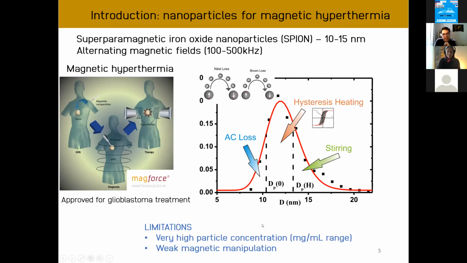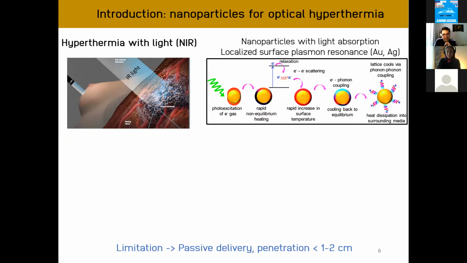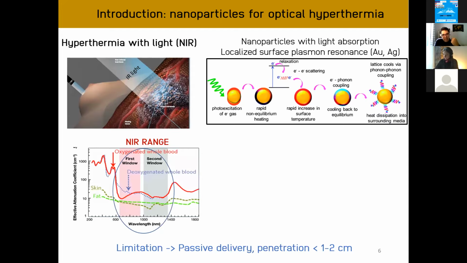There is also another main hyperthermia, which is called photothermia, which uses near-infrared light. Particles that are able to absorb energy from near-infrared light, like, for example, gold nanoparticles, the best example, are also able to dissipate heat. We can use them for biomedical applications because there are two energy regions, called biological windows, located at around 800 and 1,100 nanometers, where the particles can absorb, but biomolecules inside the body and also water do not absorb so much.